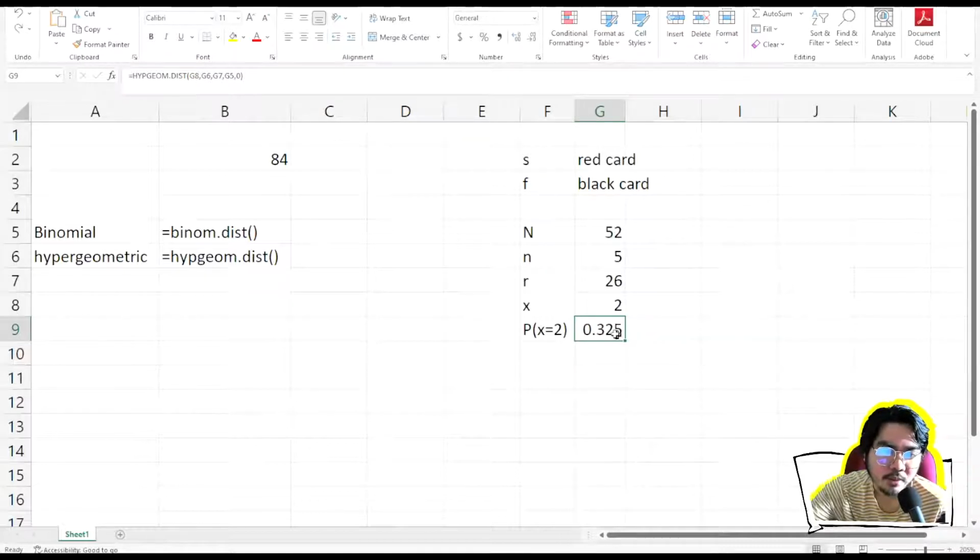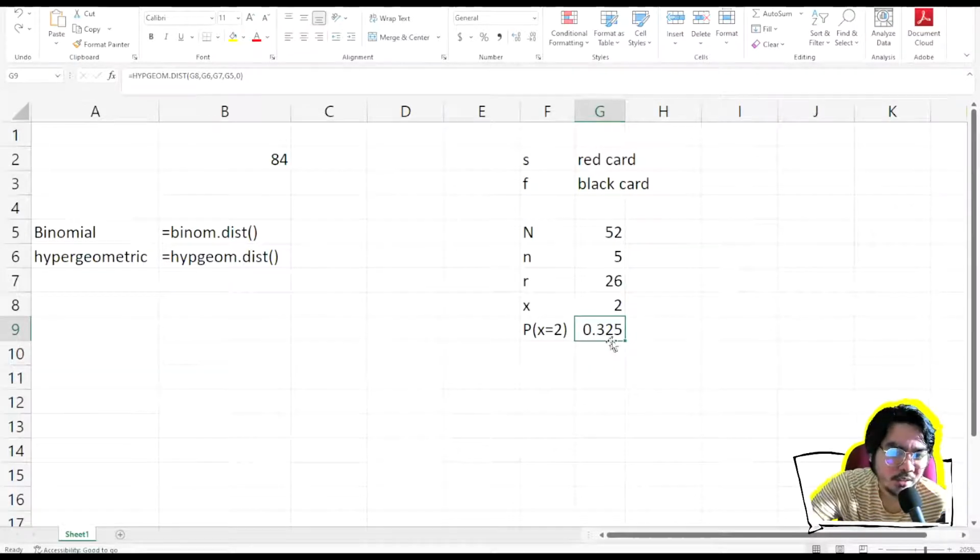This is a shortcut. Sometimes people like to express probability in terms of percentage. That's fine, you can present it as a percentage. But sometimes people are more comfortable with 0.325.